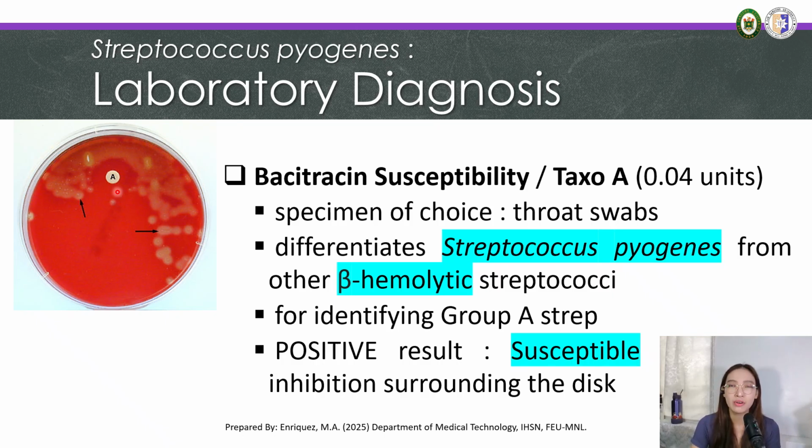This could depend on measurements as well. May measurements pa po yung mga zone of inhibition na yan. Okay, but for now, no, just to simplify, if the organism had a zone of inhibition, then it could signify that this is susceptible to bacitracin. All right? So, ayan po, this is referred to as taxo A. Bakit taxo A? Because it's supposed to identify group A streptococci.